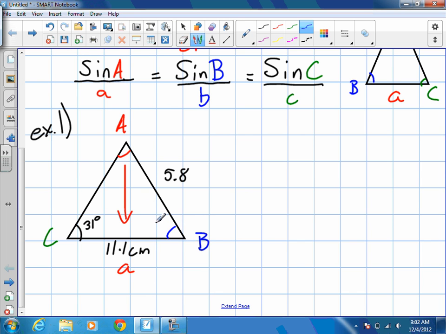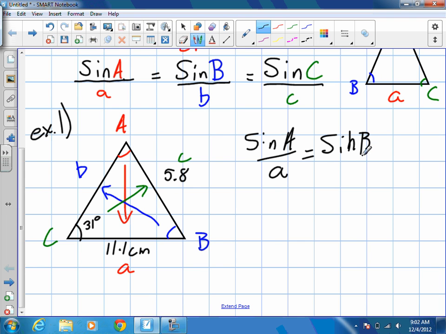The unknown. Yeah, one of the unknowns. Good. The unknown side, which means by deduction, this must be side C. Okay? So again, in order to set this up, our sides must be opposite of our angle. Now that we have that, we're going to go into our actual ratio here. We'll write the rules. Sine A divided by side A is equal to sine B divided by side B, which is equal to sine C divided by side C.